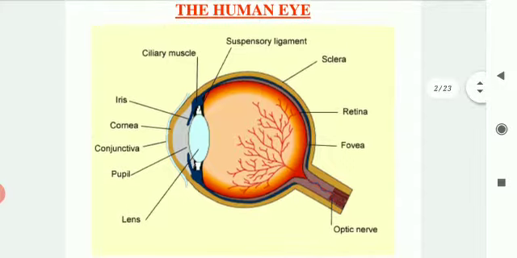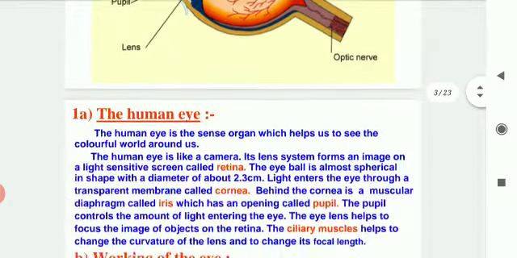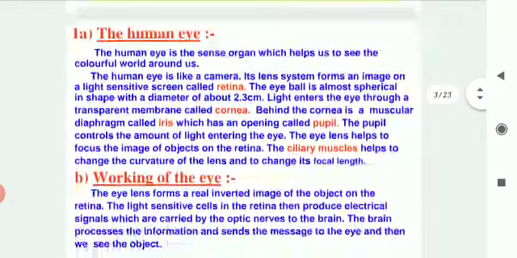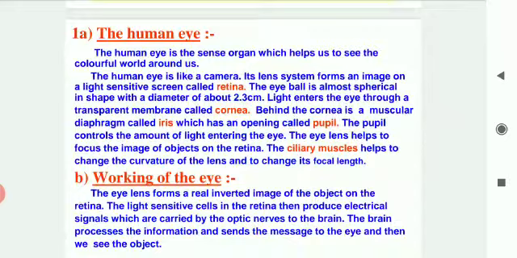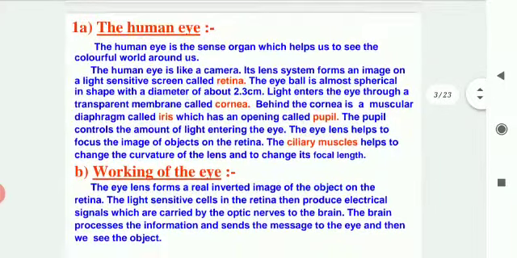Now let us learn about the diagram, some important points. The human eye is the sense organ which helps us to see the colorful world around us. The human eye is like a camera. Its lens system forms an image on a light sensitive screen called retina.